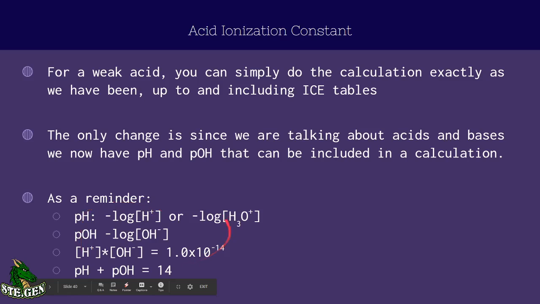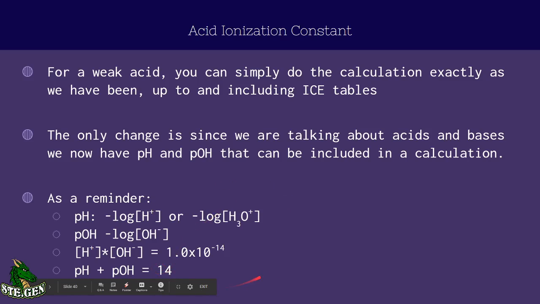So just for reference, because I think this was one of the things that not a lot of you recognized: to find pH, you just do the negative log of the concentration of H+ or of H3O+. Remember, those can be the same as each other. If you know one, you know the other one. pOH is negative log of OH-. If you multiply H+ and OH-, you should get 1.0 times 10 to the negative 14th. And if you add pH and pOH together, you should get 14.